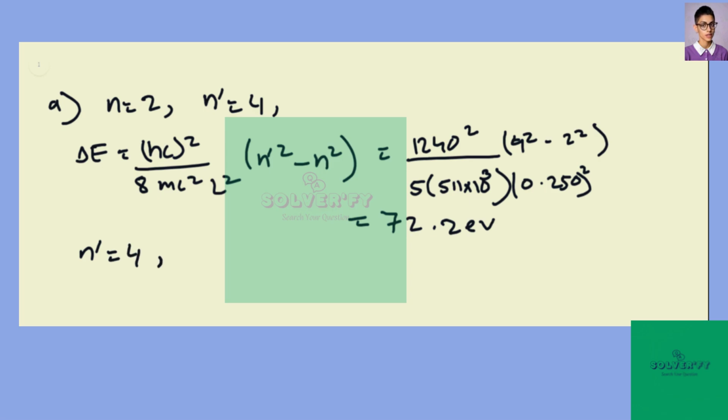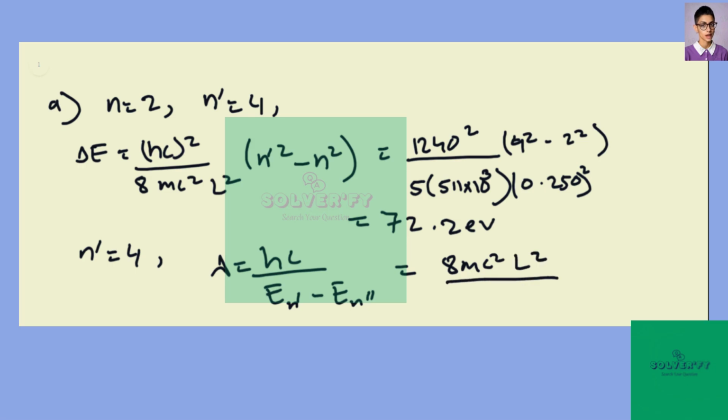Now that the electron is in the n' equal to 4 level, it can drop to a lower level, which we call n'', in a variety of ways. Each of these drops is presumed to cause a photon to be emitted of a wavelength lambda, which is equal to hc divided by the energy difference from energy En' to energy En'', which is equal to 8 mc squared L squared divided by hc times n' squared minus n'' squared.